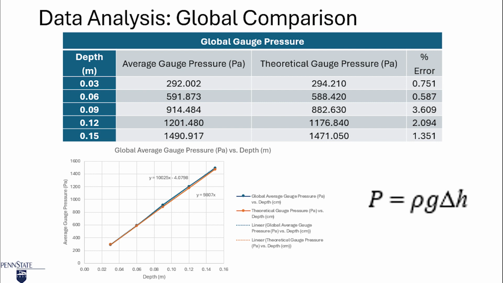As you can see from the data table, there are very low percent errors between the average gauge pressure and the theoretical gauge pressure. If you direct your attention to the plot at the bottom of the slide, you will notice that these lines nearly overlap when plotted, and they have a very similar slope. This indicates that the pressure sensor was very accurate in determining the pressure at each depth within the fluid.